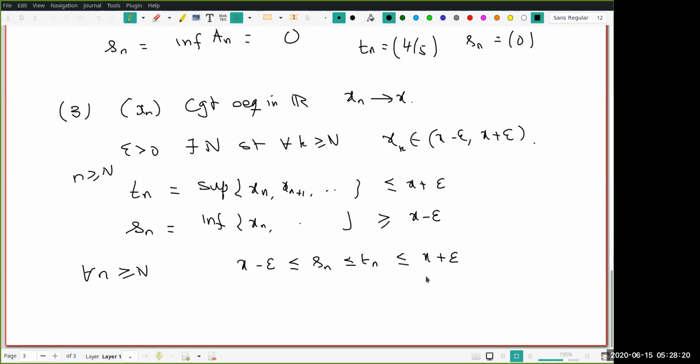Okay, we have not found Tn and Sn exactly, but we have a very good estimate using the nature of the sequence, namely its convergence. We will put it to use within a minute.